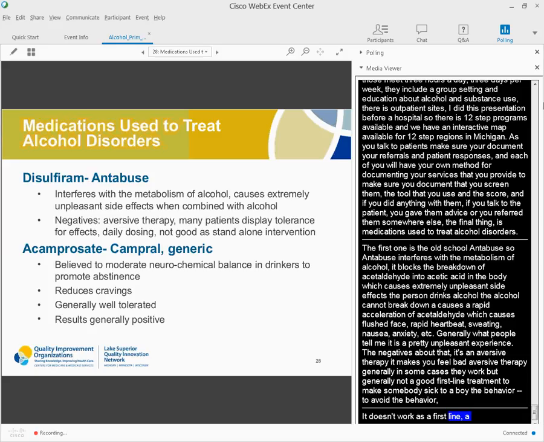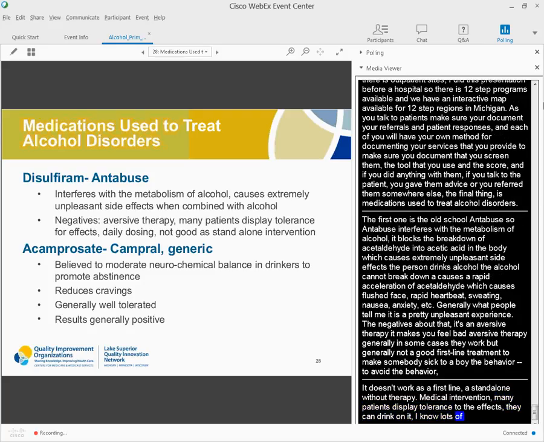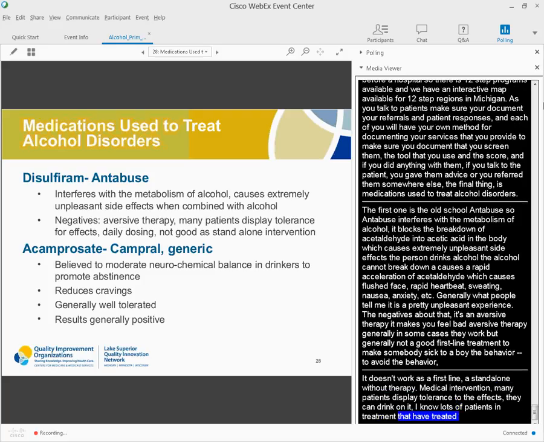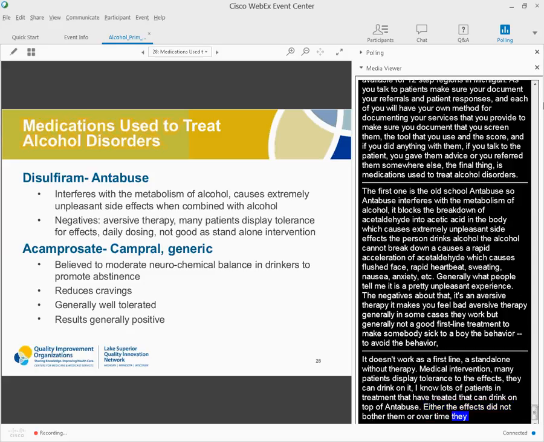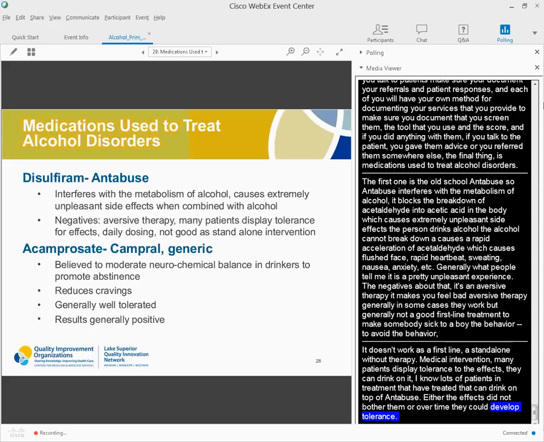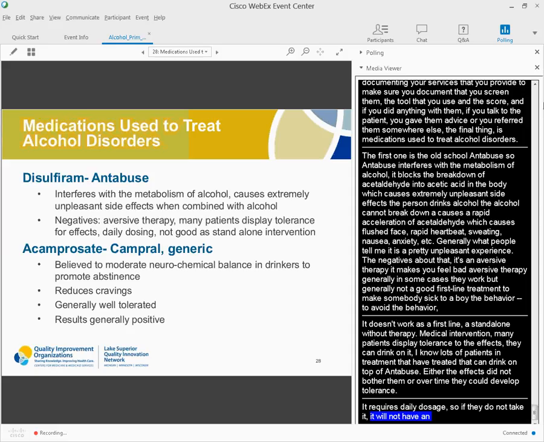Many patients display tolerance to the effects, meaning they can drink on it. I've known lots of patients I've treated that were able to drink right on top of Antabuse with no problems. Either the effects didn't bother them, or over time they were able to develop tolerance to those effects by continuing to drink alcohol. It requires daily dosing, so if they don't take it, it's not going to have an effect, and it's really not good as a standalone intervention.